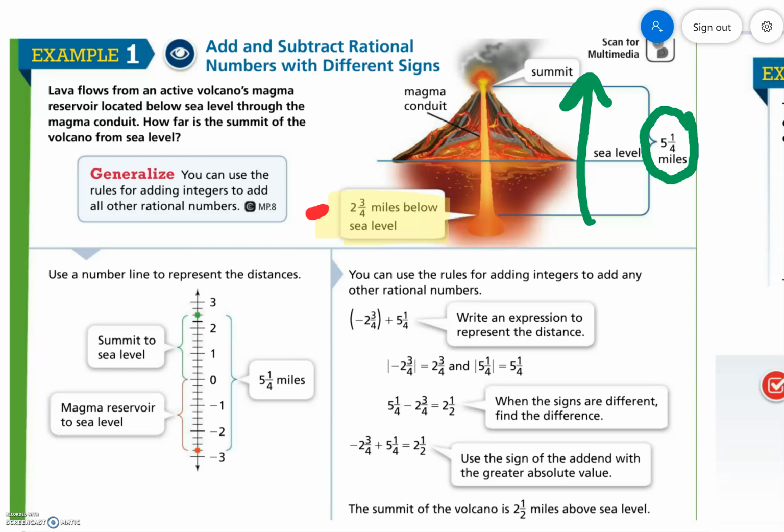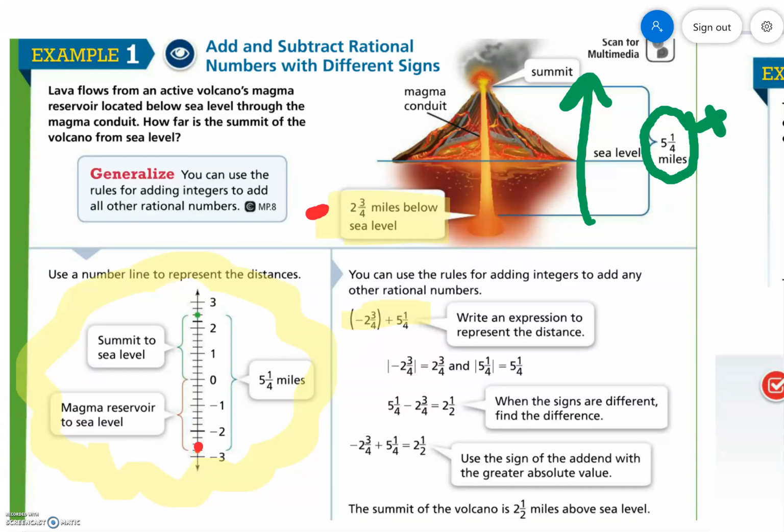Going up, is that going to be positive or negative? Positive, good. So over here we have the number line, and it shows where we start and how far we go up to where we finish. You can use the rules of adding integers to add any rational numbers. So negative 2 3/4 plus 5 1/4. We already set that up for ourselves.